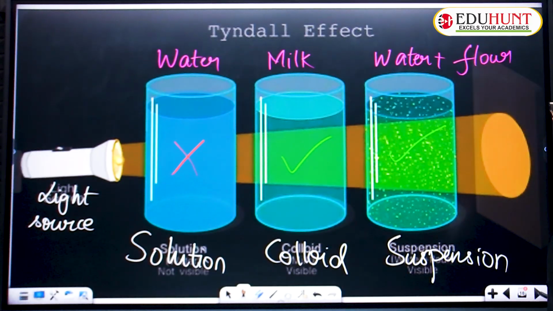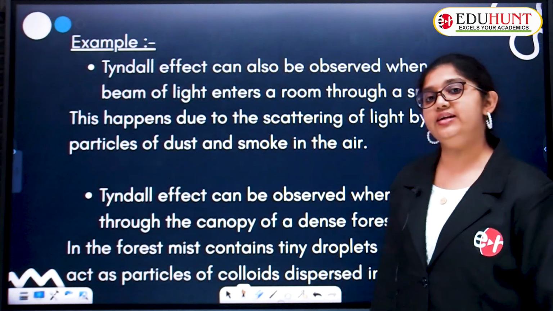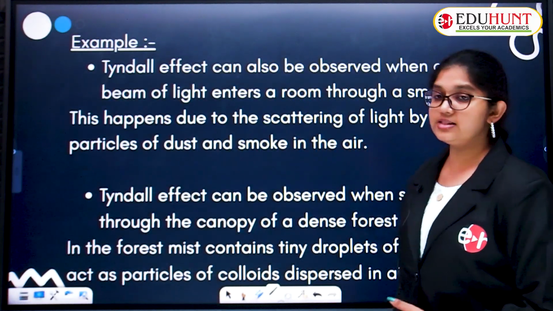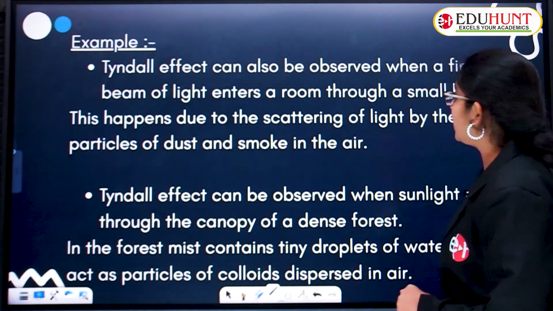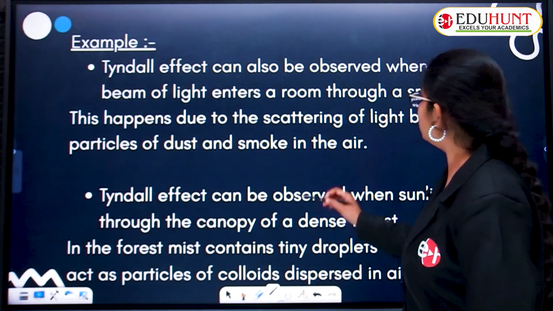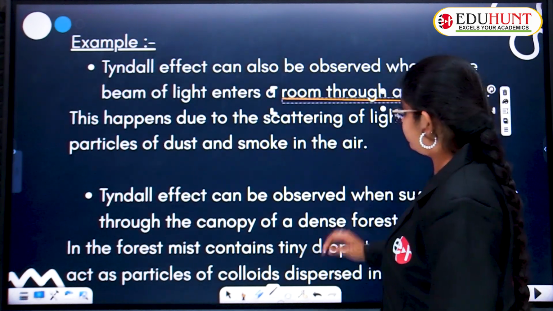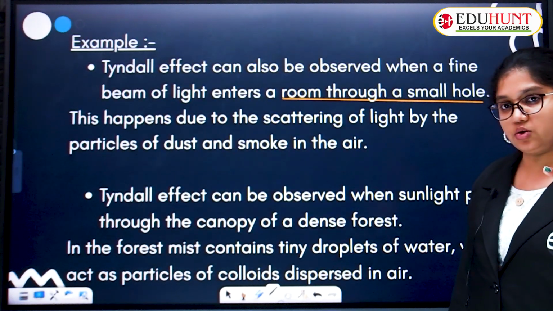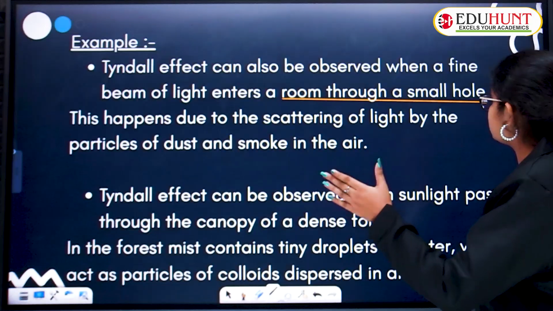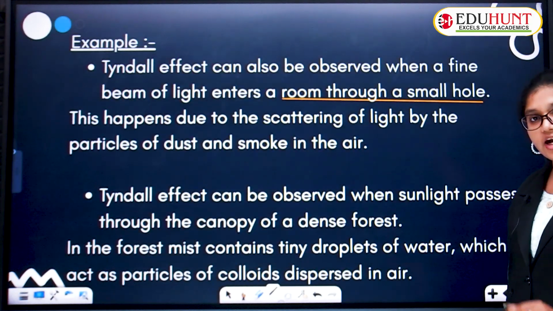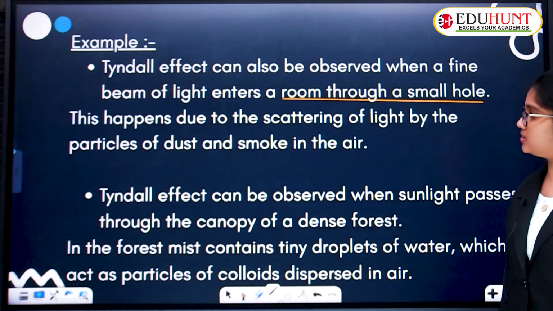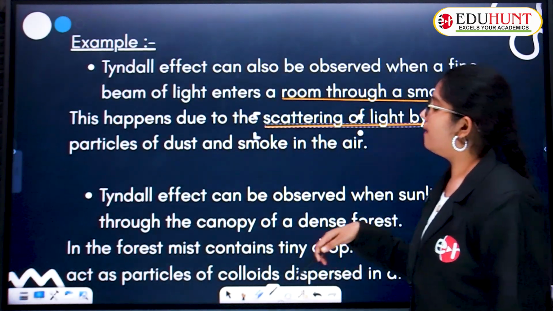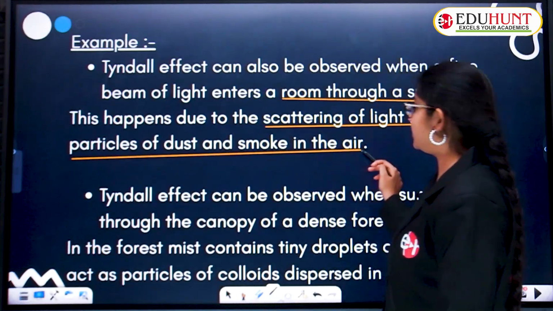And next we have here the examples of Tyndall effect. General examples we are taking like that. Okay, we have here the examples. Tyndall effect can also be observed when a fine beam of light enters a room through a small hole. This is also Tyndall effect. Suppose light passes through a small hole into a dark room. So what happens? You can see a passing of the light from the colloidal particles. And this happens due to the scattering of light by the particles of dust and smoke in the air.